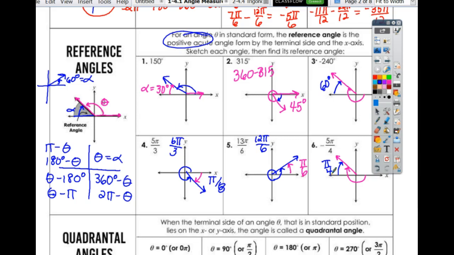And this is probably the hardest part, and we'll keep working on this. But just so you know, right now, from the x-axis to the terminal side is the reference angle. And we'll keep working on finding it, okay? As long as you know that, you're okay.